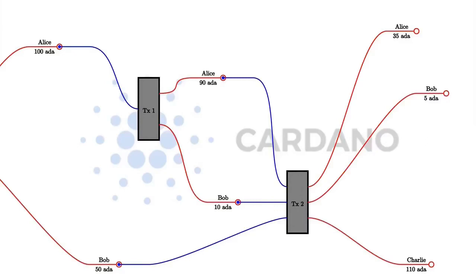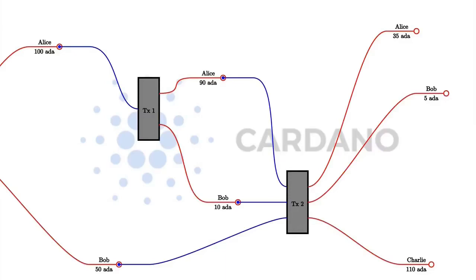A UTXO is there, and at some point it may be consumed as input to a transaction, and there can never ever be the same UTXO again later in the life of the blockchain. Of course, there could be another UTXO that goes to the same address and has the same value and has the same datum, but that will still not be the same UTXO in the sense it will have a different ID. So what is the ID of a UTXO?